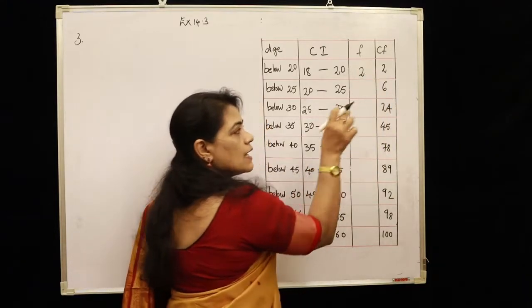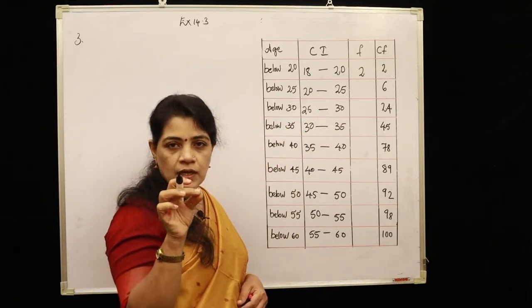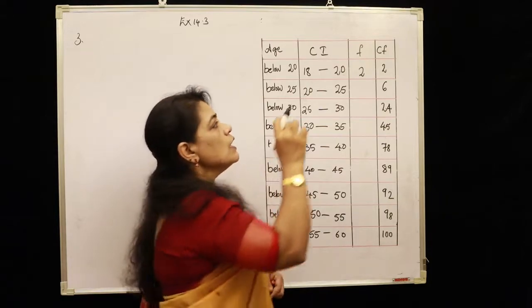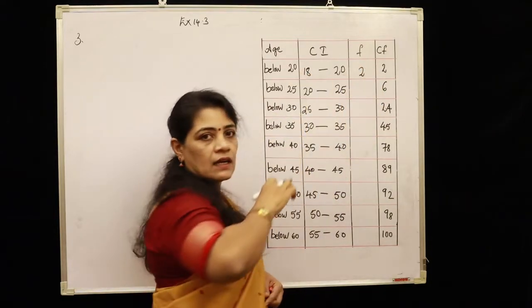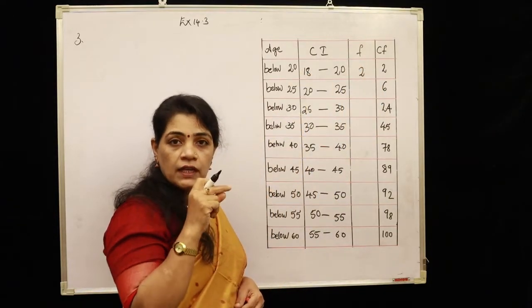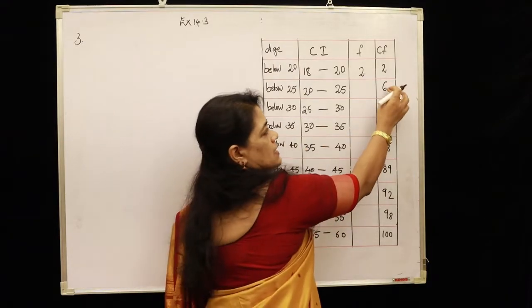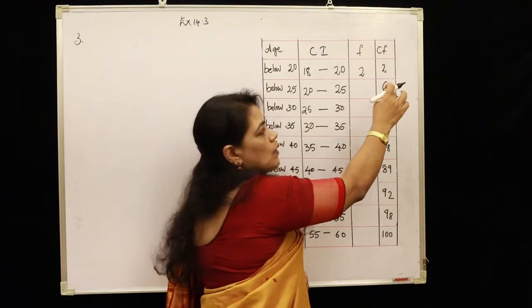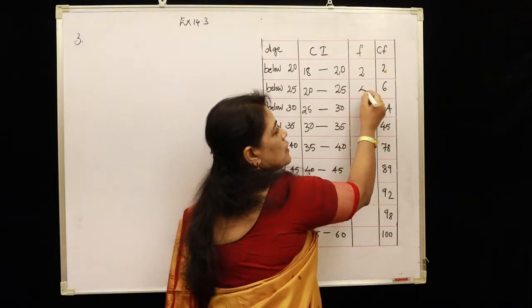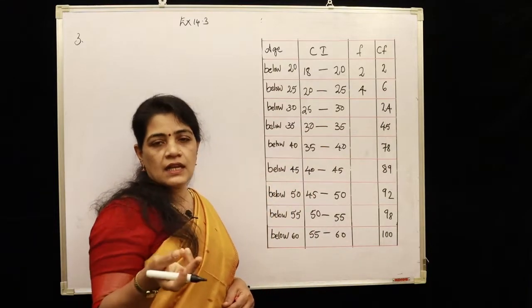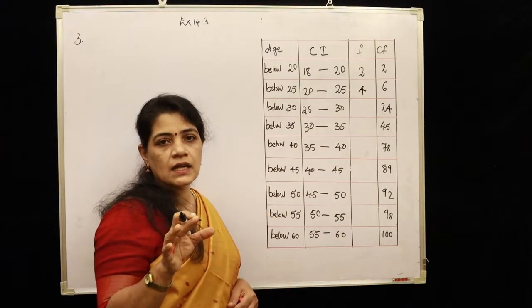In the second, cumulative frequency 6 is the sum of the frequencies of the first class and the second class, isn't it? But what we need is the frequency of the second class. That means you have to subtract 2 from 6, that is 6 minus 2, which is 4. See, these two together give the cumulative frequency of the second class interval. Hope that idea is clear.